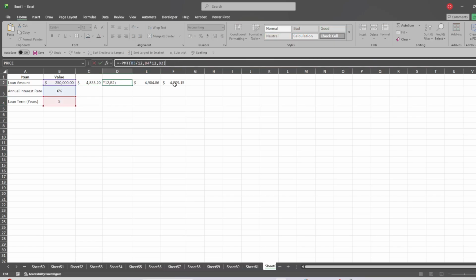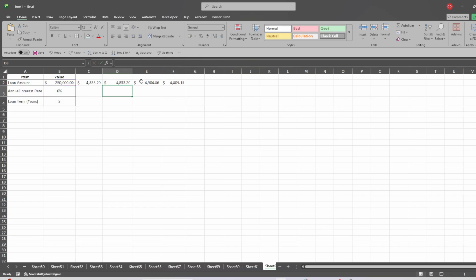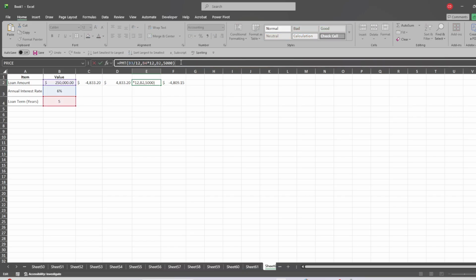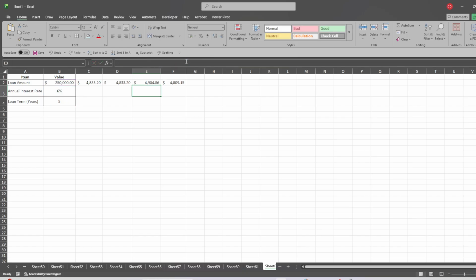You can also include a future value if you want some balance remaining at the end of the loan term. For that, use =PMT(B3/12, B4*12, B2, 5000). In this case, Excel calculates the payment based on leaving a remaining balance of 5,000.